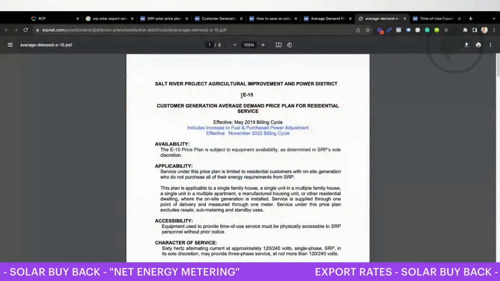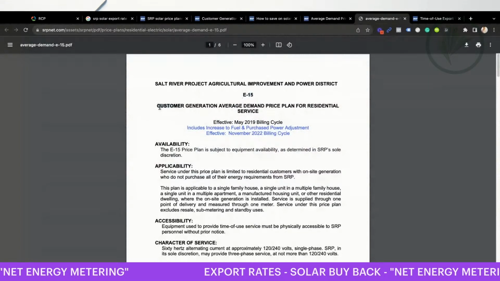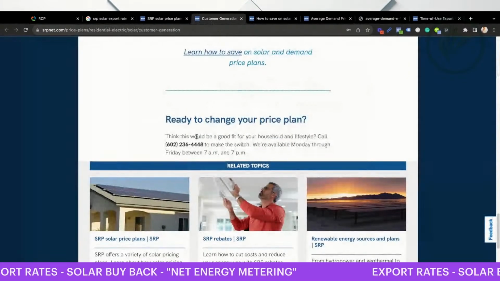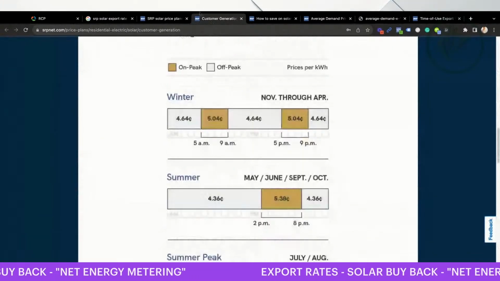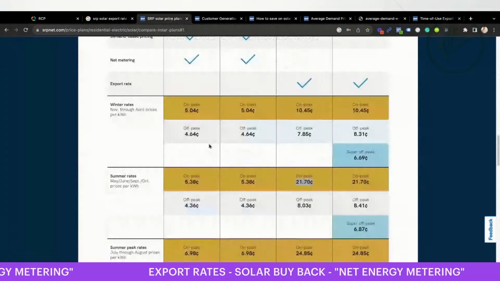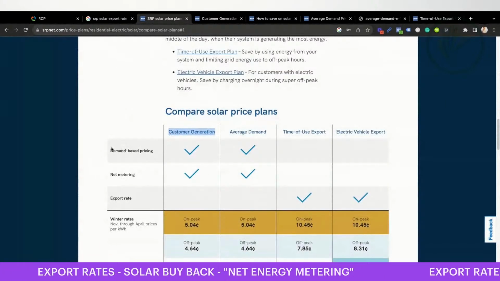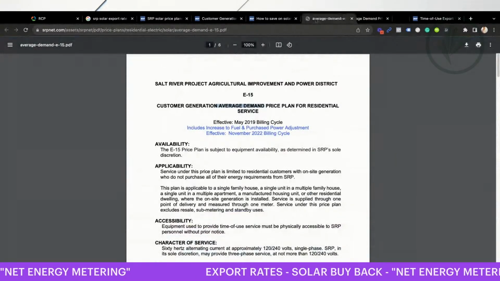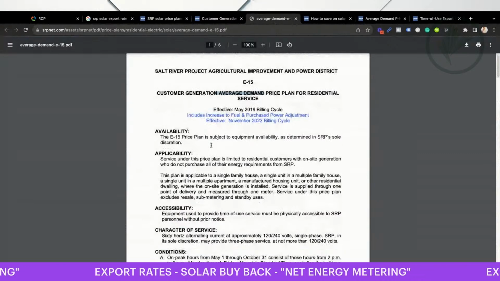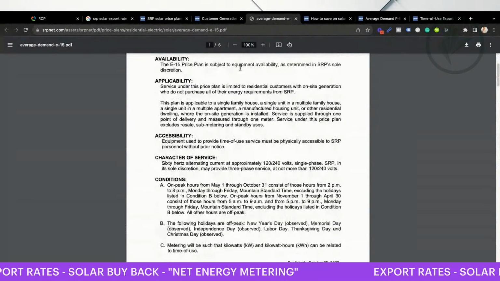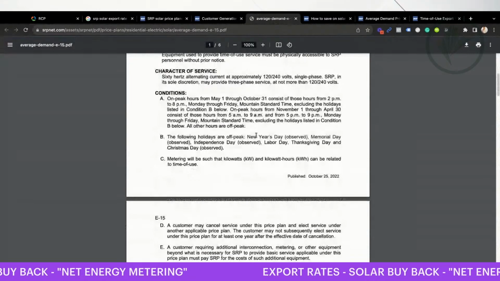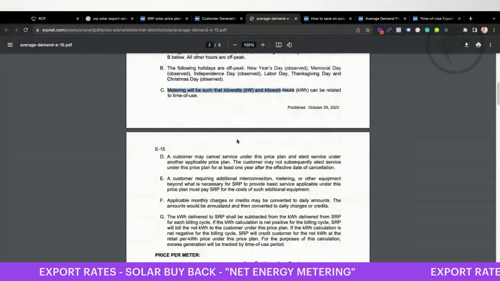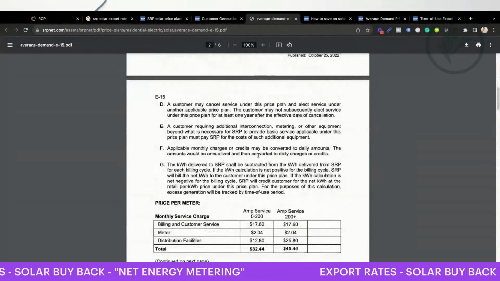All right, so this is the E15 customer generation average demand plan. So this one right here. We finally found one of the sheets, so let's put that over here. It talks about the times, metering, and canceling the agreement anytime.